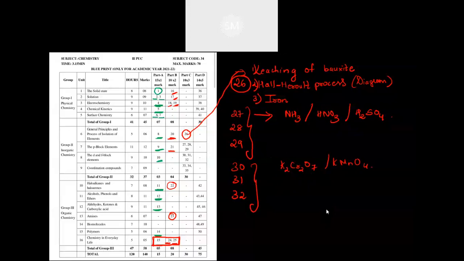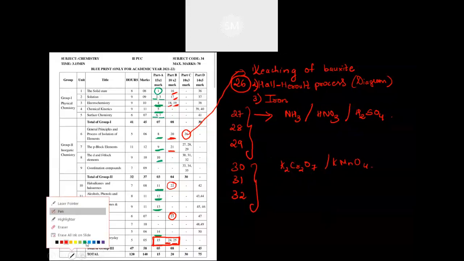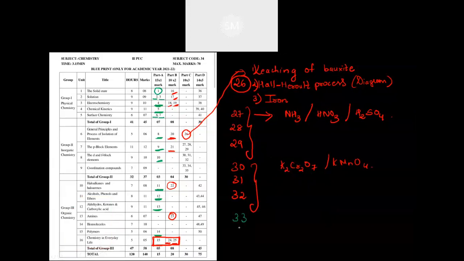Now next, you see from coordination what they can ask. 33rd question, 34th question and 35th question. Out of these 3, one will be VBT. That is for sure. You know 4 complexes are there, study that. Any one question will be that.